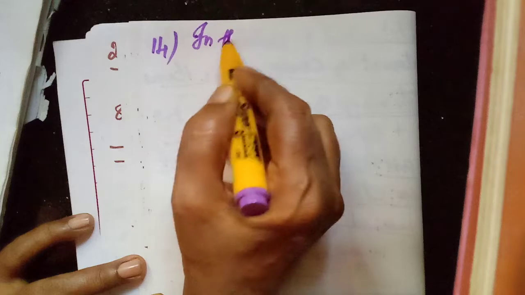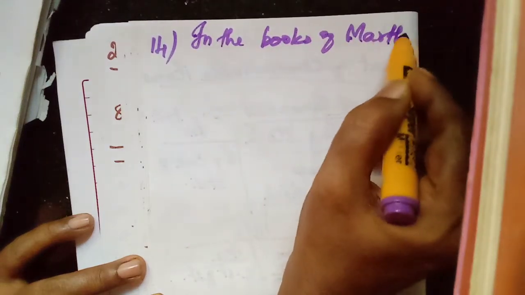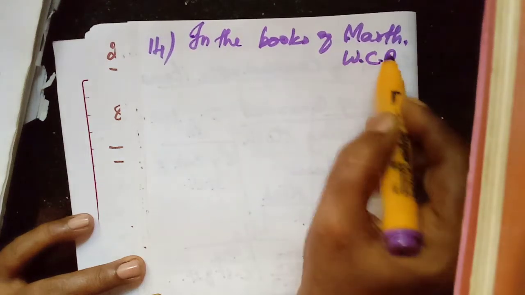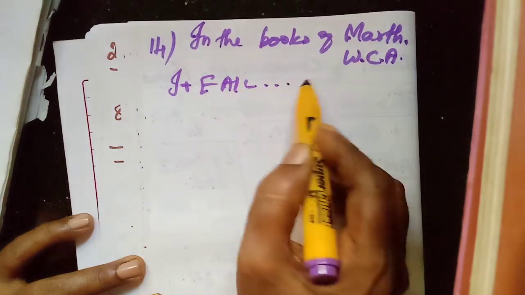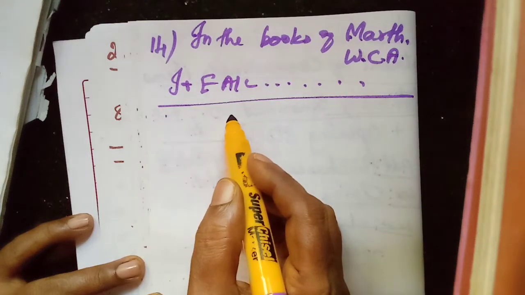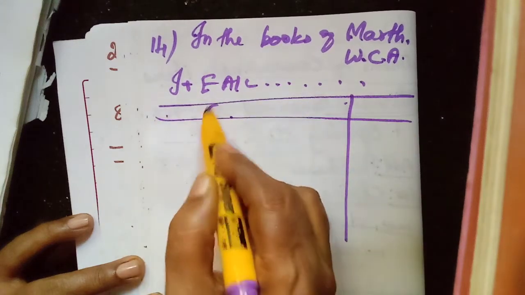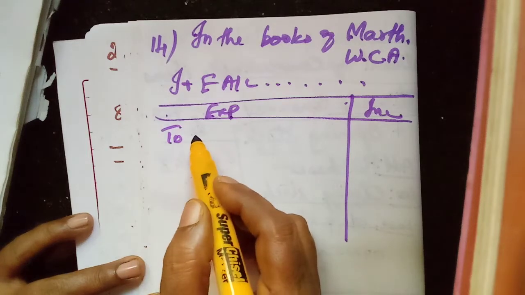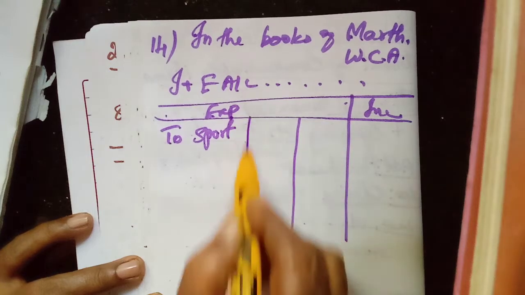In the books of Marthandam Women Cultural Association. Okay, income and expenditure account. Fully you have to write. For the year ending, you leave like that. So here, the debit side only, we need to write more. Here expense, here income. 2. Sports materials consumed. Double amount column.